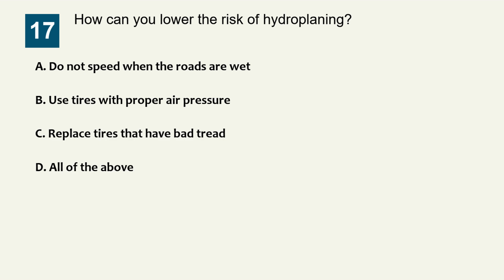Question 17. How can you lower the risk of hydroplaning? Option A. Do not speed when the roads are wet. Option B. Use tires with proper air pressure. Option C. Replace tires that have bad tread. Option D. All of the above.